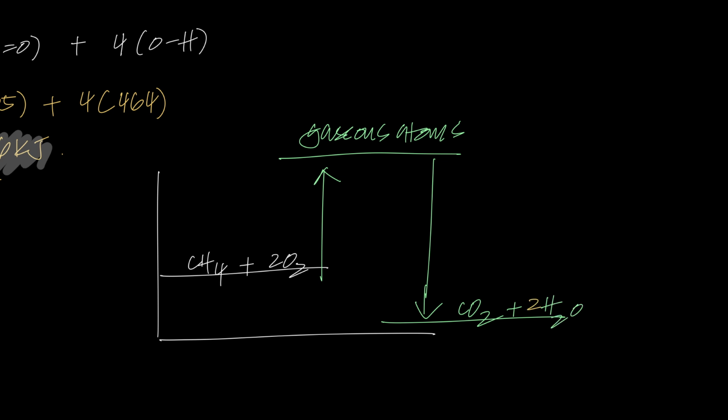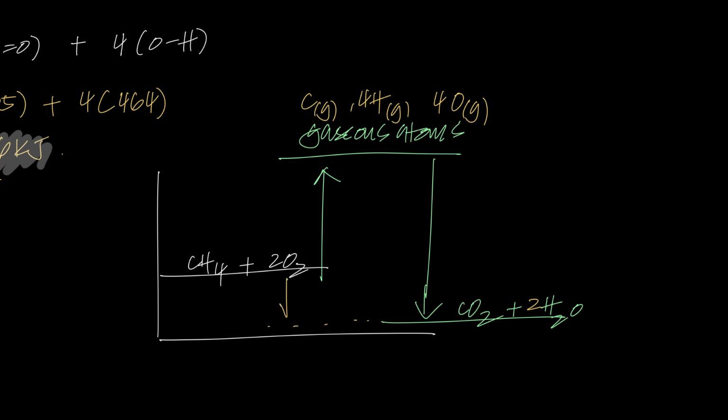Energy must first be taken in to break all the bonds of these gaseous molecules to get gaseous atoms. You're going to have C gas, 4 H gases, and 4 O gases. Why 4? Because when you break one O2 bond, you get 2 oxygens, and you have 2 of these. So you have gaseous atoms all over here, and then they form bonds. And so this is my enthalpy change.